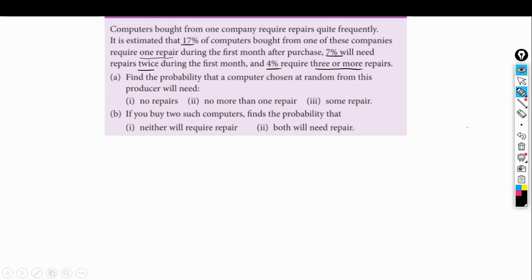Letter A, find the probability that a computer chosen at random, very important word, from this producer will need no repairs. So let's start with that. Notice that the probability of no repairs is actually the complement of the probability of needing some repair. So the probability of no repairs would be 1 minus the probability of some repair.